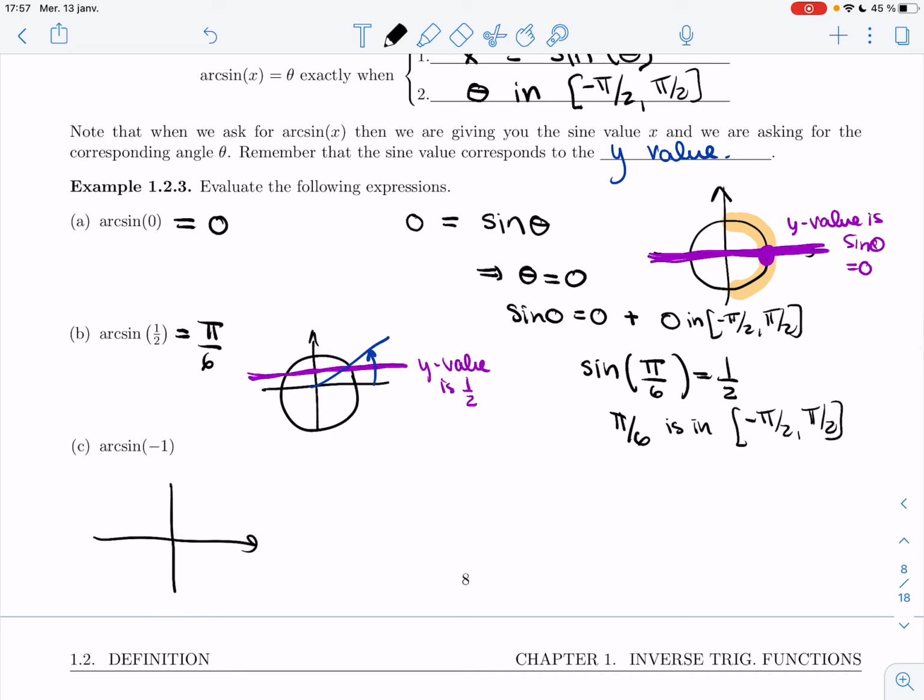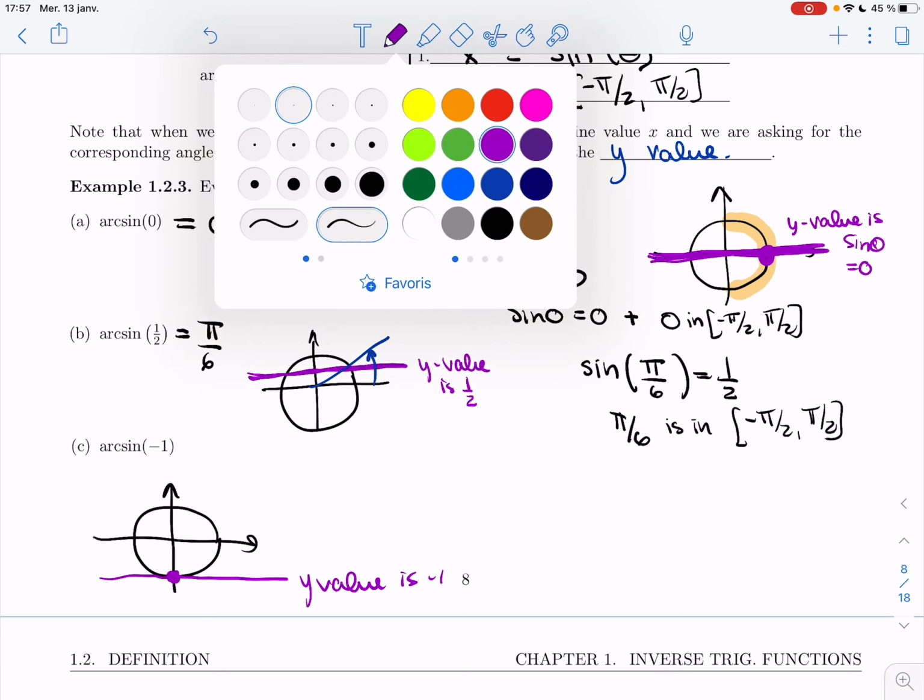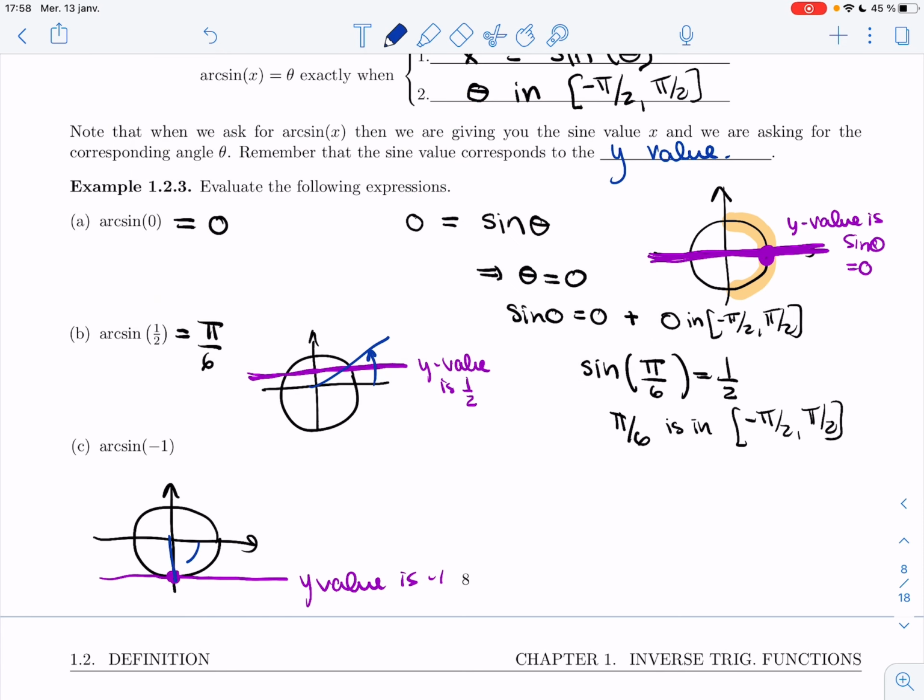Arc sine of -1. The y value is -1. And so I'm looking for this angle right here. So that's minus pi on 2. So sine of minus pi on 2 is -1. And minus pi on 2 is in the interval minus pi on 2 to pi on 2. It's in the right interval. And so this would be equal to minus pi on 2.